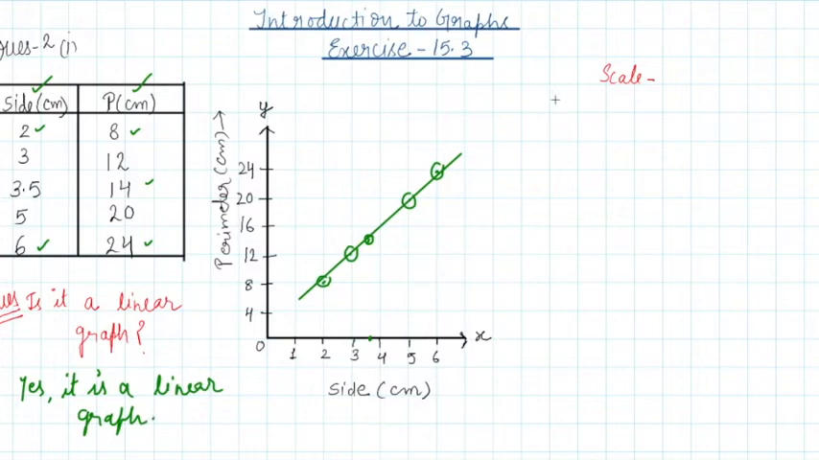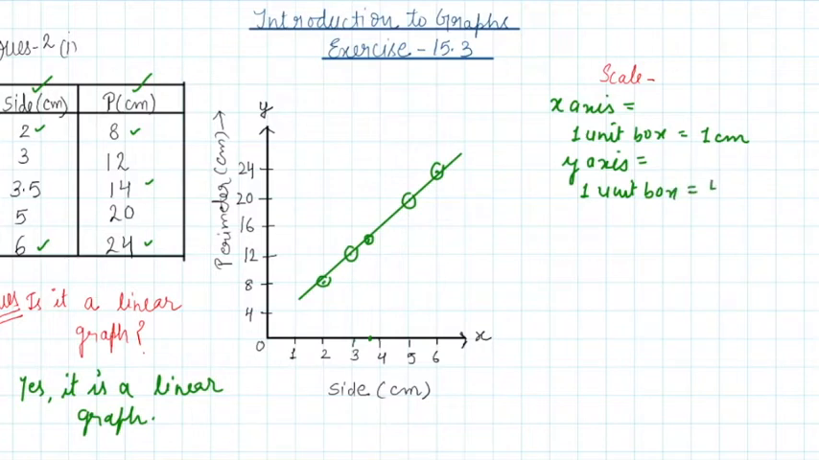How will we write the scale here? For the x-axis, what can be the scale? One unit box is how much? 1 centimeter. So for the x-axis we will write 1 unit box is equal to 1 centimeter. Similarly, we can write the scale for the y-axis as well. 1 unit box is representing how much? 4 centimeter. This is how we have done the scale, and the question was, is it a linear graph? Yes, it is a linear graph. Why is it a linear graph? Because all the points are lying on the same line.